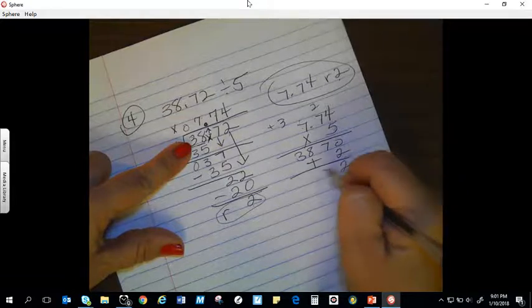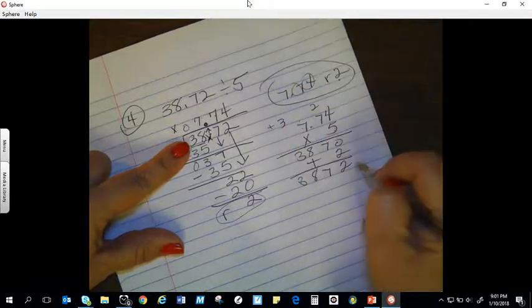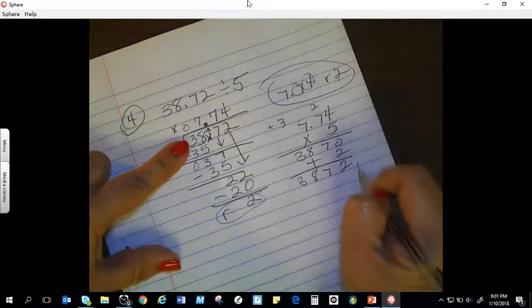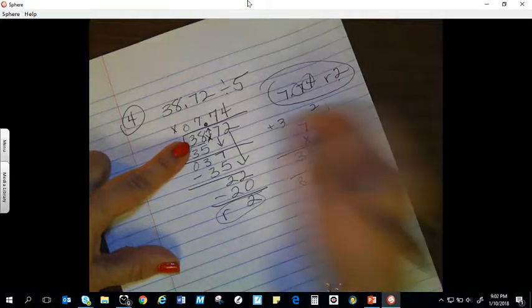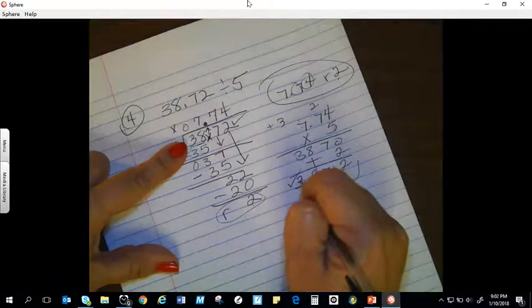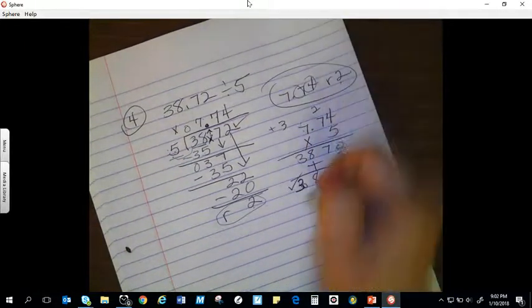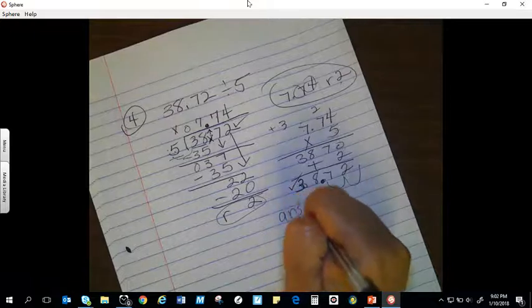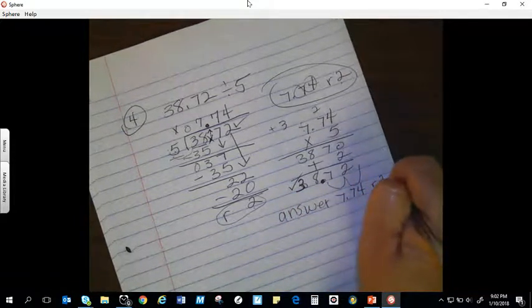And it's 2, 7, 8, and 3. I have 2 place values to move that over to my left, so it's going to be 1, 2. Put my new place value here in my product. So I know that my product matches my dividend, and so my answer is correct. And again, my answer is 7 and 74 hundredths with a remainder of 2.